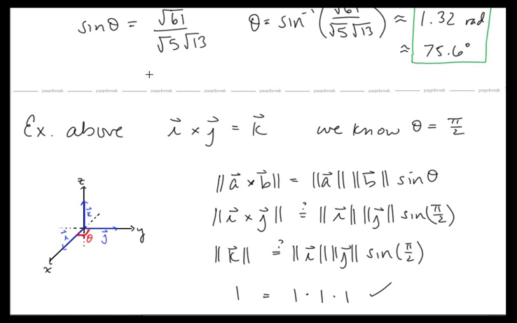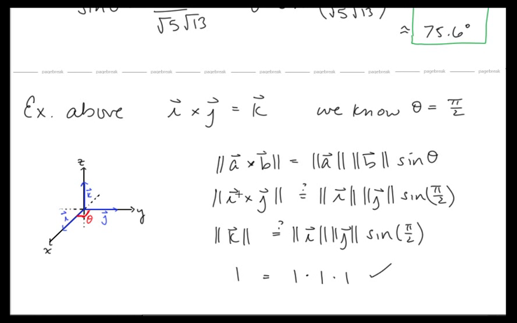In the other example above, i cross j equals k, we know that the angle is pi over 2. So let's just verify that both sides of this equation are equal for this example. We calculated that i cross j was equal to k. So on the left-hand side here, we have the length of k, which is 1. k is a unit vector. And on the right-hand side, we have length of i, length of j, which is 1 times 1, and sine of pi over 2, also 1. So yes, in fact, this equation does hold for this example.